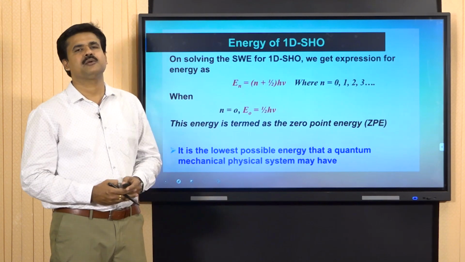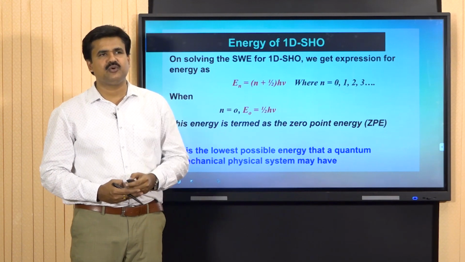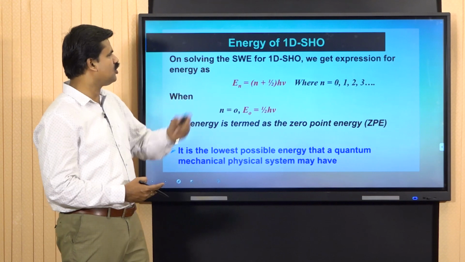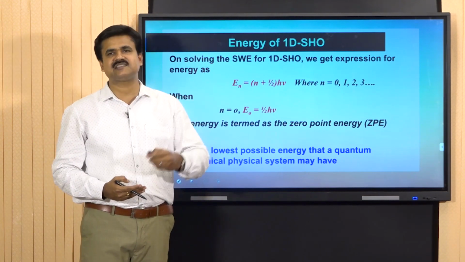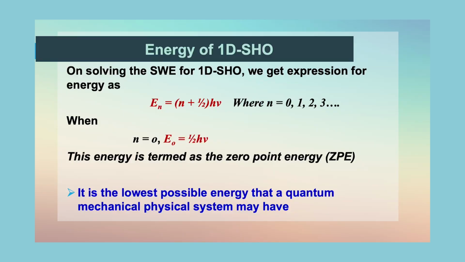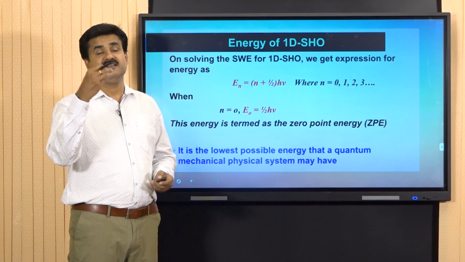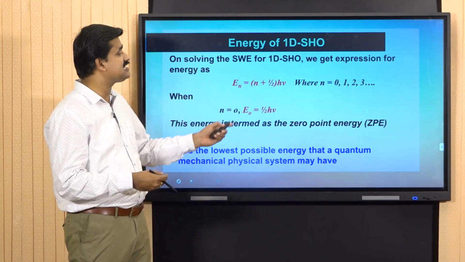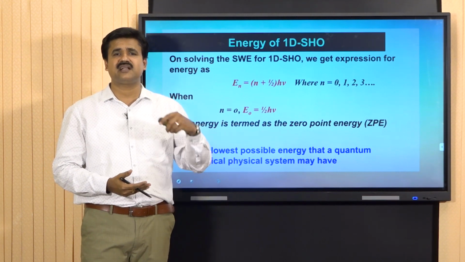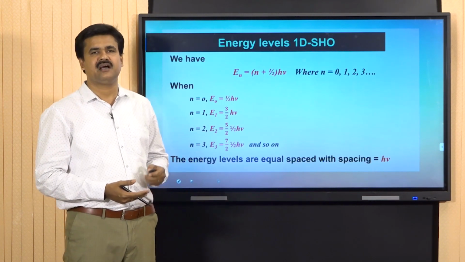Now, we are moving on to the energy of the one-dimensional simple harmonic oscillator. On solving the Schrodinger wave equation for the one-dimensional simple harmonic oscillator, we get the expression for energy as En equal to (n plus half) hν, where n is equal to 0, 1, 2, 3, etc. For n equal to 0, we get energy equal to half hν. This energy, when the quantum number is 0, is termed the zero-point energy. It is the lowest possible energy that a quantum mechanical physical system may have.